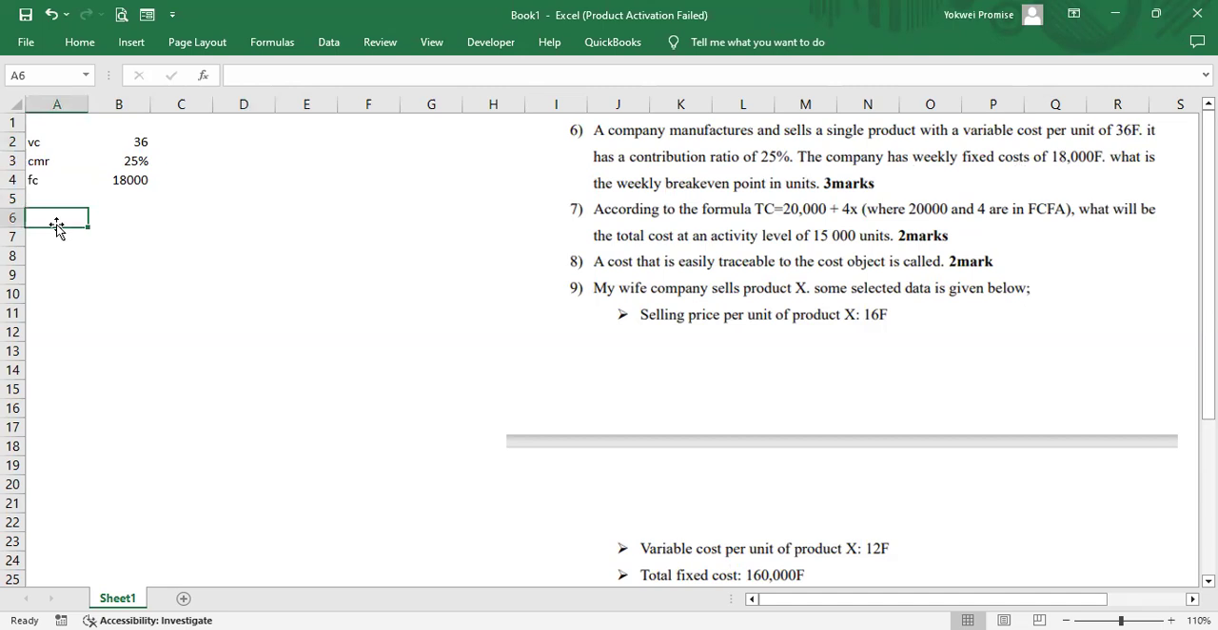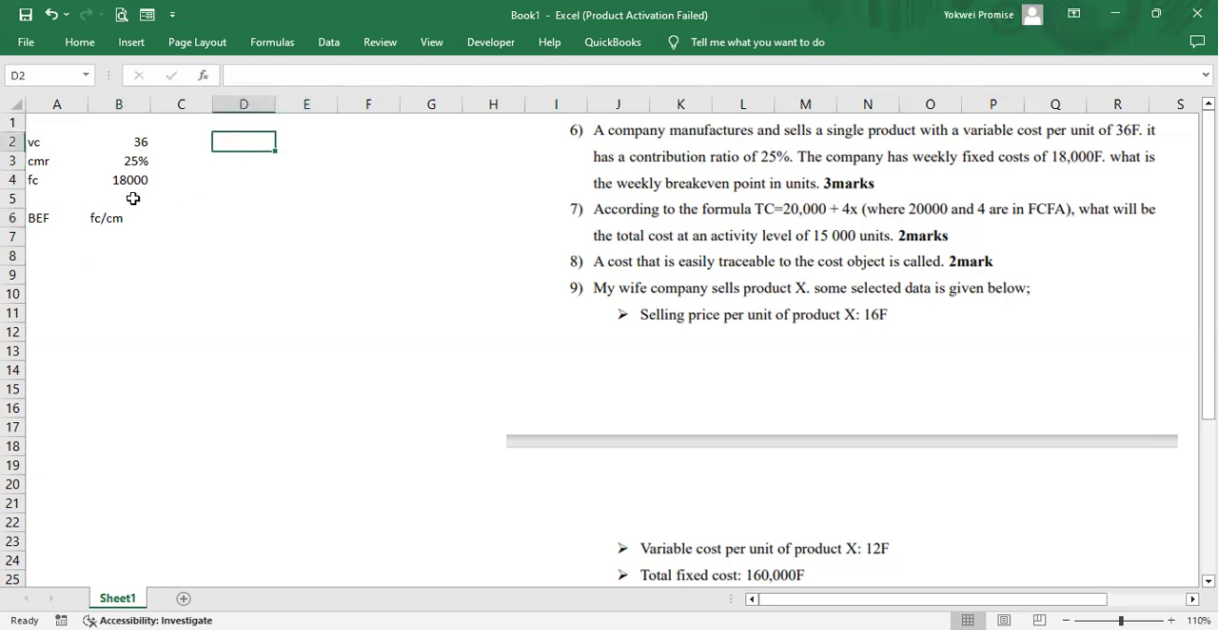So now for us to know the break-even point in units, we know that break-even point is equal to fixed cost all over contribution margin. In units it will be divided by contribution margin, and then in value it will be divided by contribution margin ratio. Now we have the fixed cost, but we don't have the contribution margin; the contribution margin ratio has been given. So what can we do in order to have this?